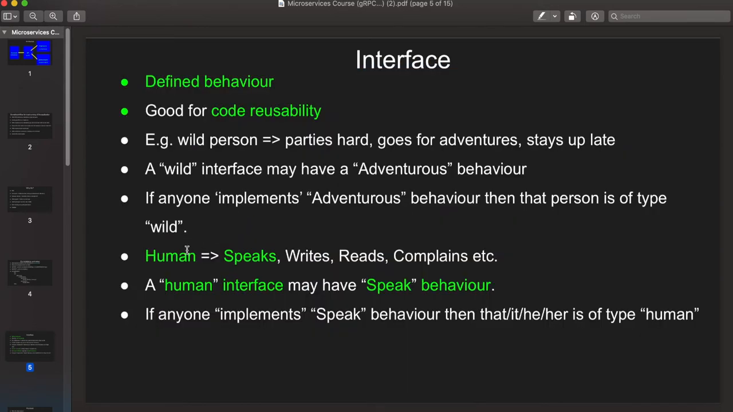Another example can be, let's say, human. A human can speak or write or read or complain. So a human interface may have a speak behavior. Just to give a physical understanding of what interfaces actually mean, anyone who implements this speak behavior can be of type human. So I'm going to write some code now to show how interfaces work in Go.